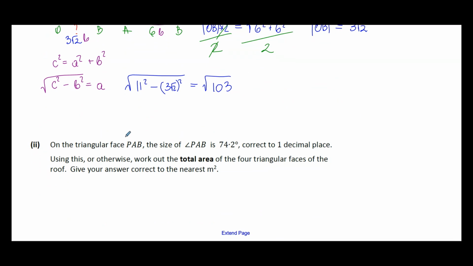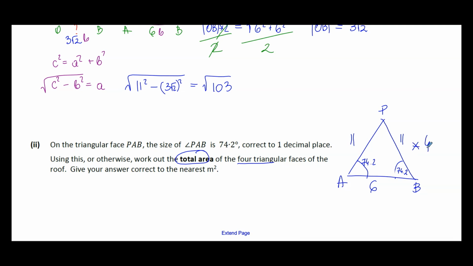On the triangular face PAB, so that's what we were saying, that triangular face PAB, that's 11, and that's 6. The size of angle PAB, so this one, is 74.2. Now we know that this will be the same, 74.2, because it's an isosceles triangle. Use these or otherwise to work out the total area of the 4 triangular faces. So the area of that triangle multiplied by 4.